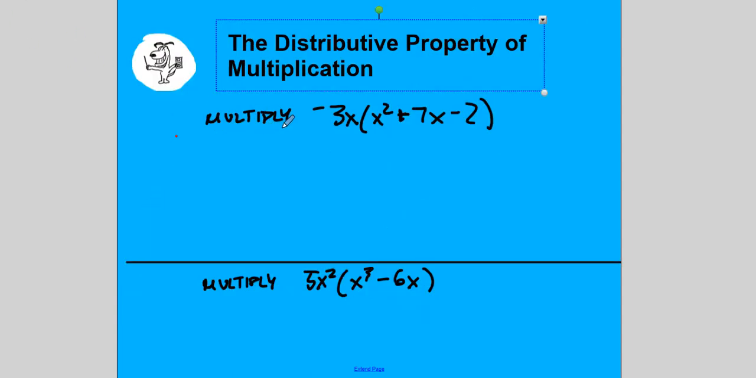Okay, so in this case I have negative 3x times the quantity x squared plus 7x minus 2. Well, here I have a 1 by 3. I have 3 multiplications to do. You could put a 1 if you wanted there. You don't have to. So this first multiplication, and let's make a box here.